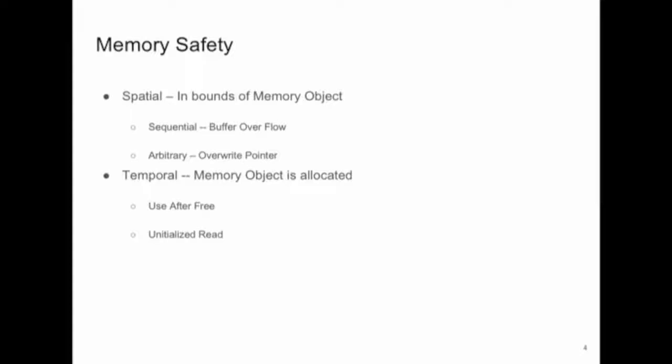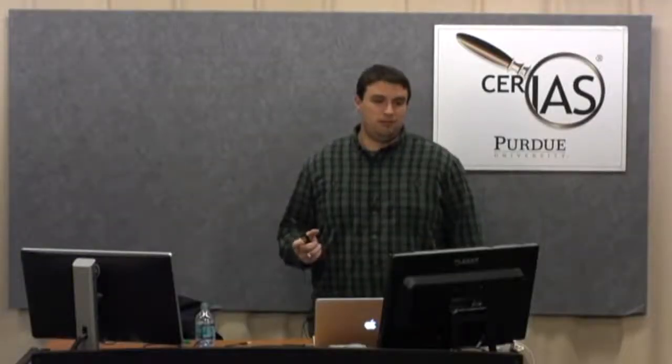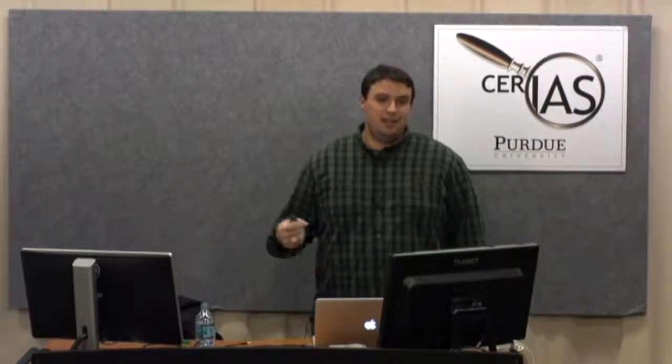There could be sequential memory safety violations, which is your classic buffer overflow. You're reading input until you see a new line and you only allocated a 40 char long array, and the attacker sends you 200 bytes of data, and so suddenly bytes 41, 42, 43 start overwriting other things.